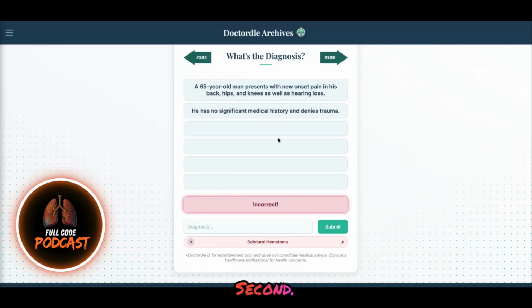Second, he has no significant medical history and denies trauma. So they took trauma off the table right away, which is nice. That's very helpful, but it definitely means that this is a body medicine problem. We have to try and figure it out.